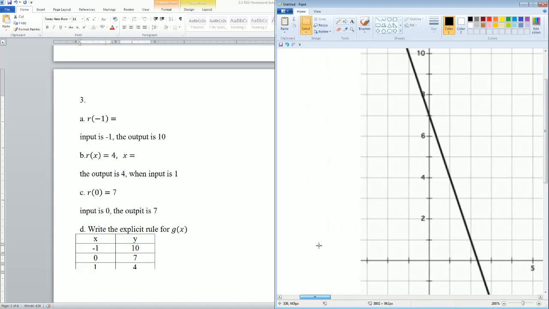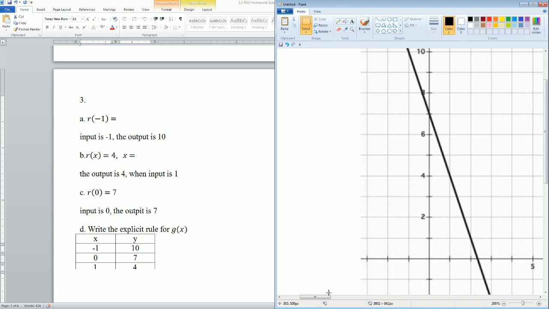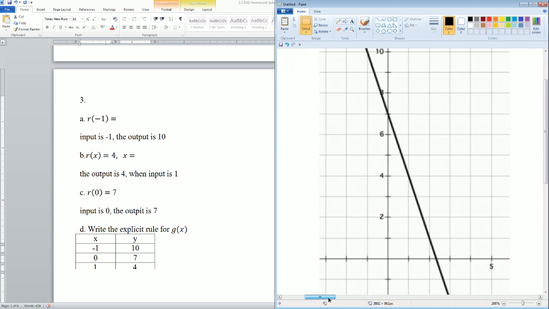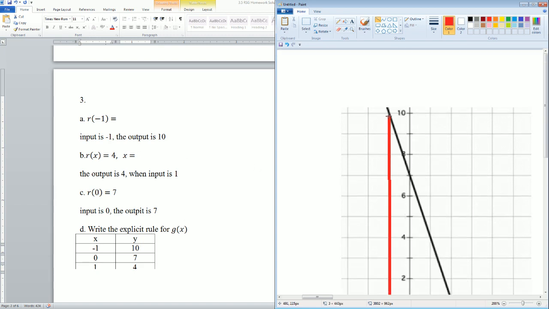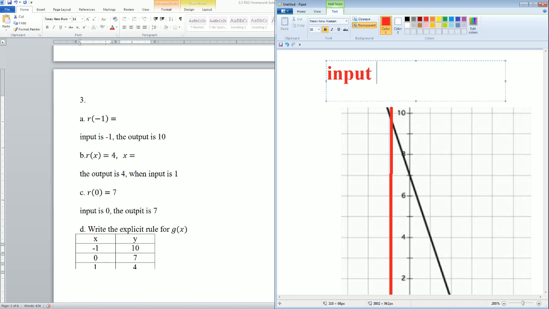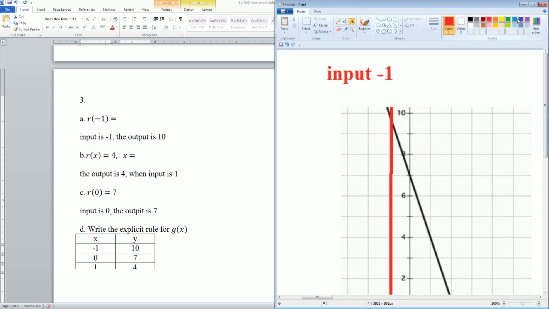Alright, let's look at this. It says the input is -1. Where is that? -1 is here. Is that the input though? Yeah, the input is -1, so this is where -1 is. Yep, it looks like the height. So when the input is -1, the output is right there. It looks like it is at 10.